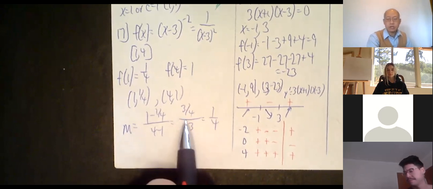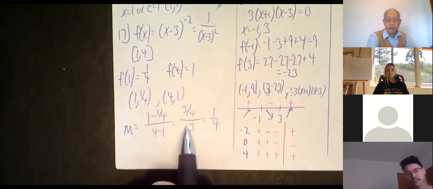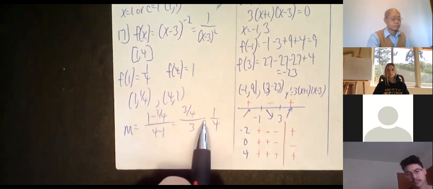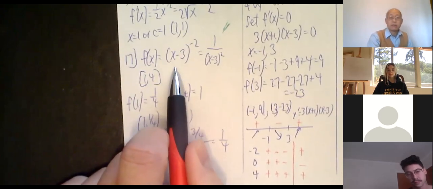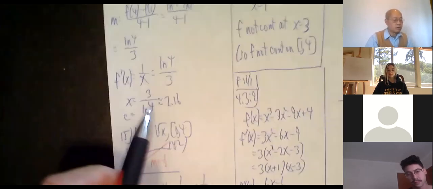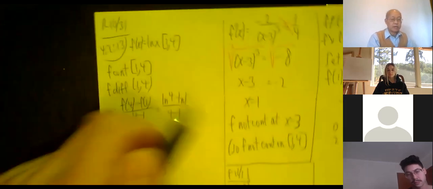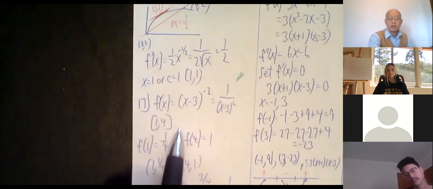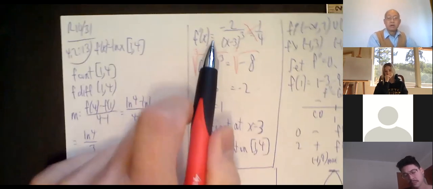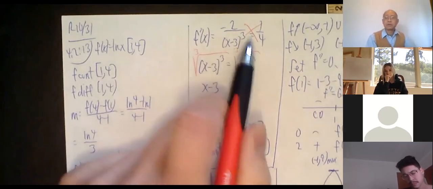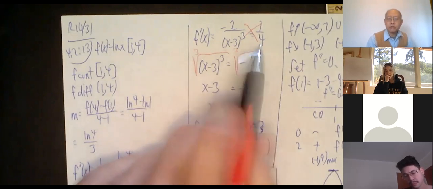I think I showed you this trick before. You can slide that 4 down with the 3. It becomes 3 over 12, which is 1/4. But what's the derivative of this thing? The derivative of x minus 3 to the negative 2 is negative 2 times x minus 3 to the negative 3rd power, which I can choose to write like this. Set it equal to 1/4.